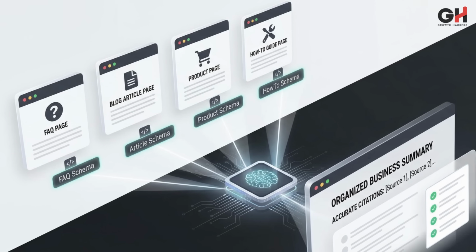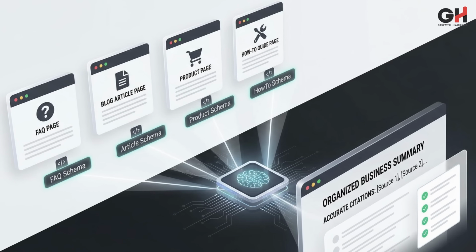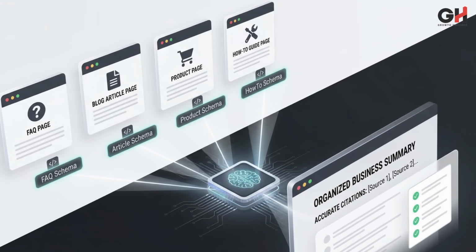FAQ page schema, article and blog posting schema, how-to schema, and product schema. Implement the schema types relevant to your content. Each one gives AI a clearer understanding of what you offer and exactly how to cite you accurately.